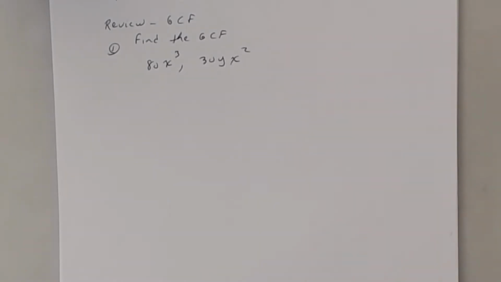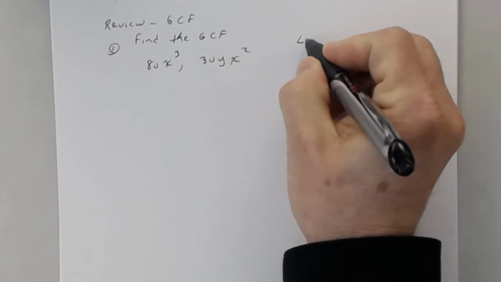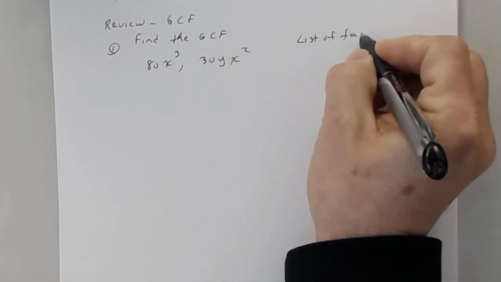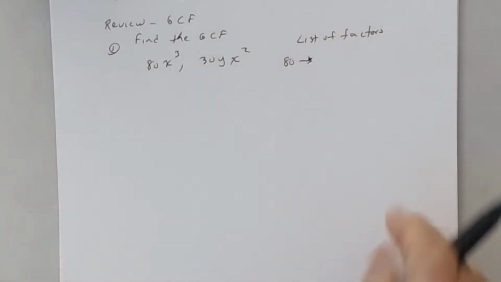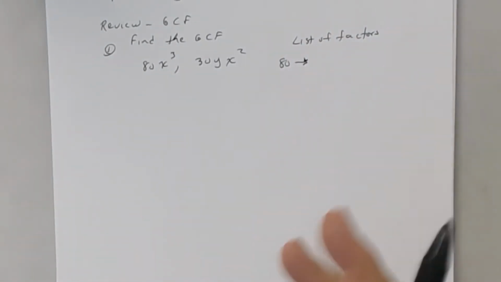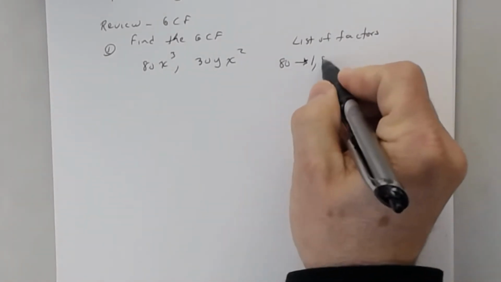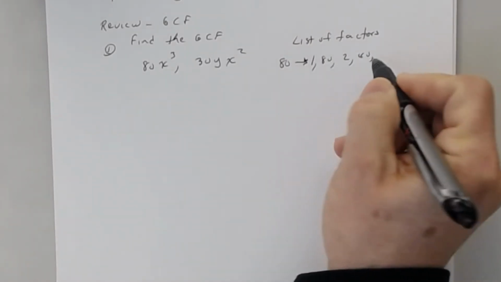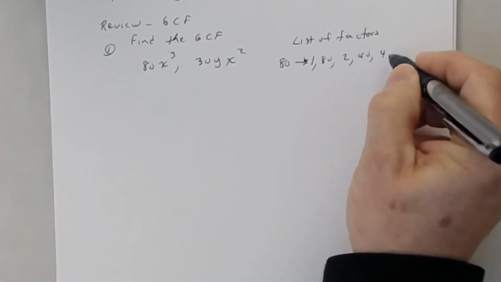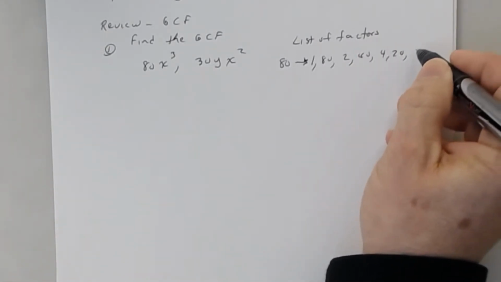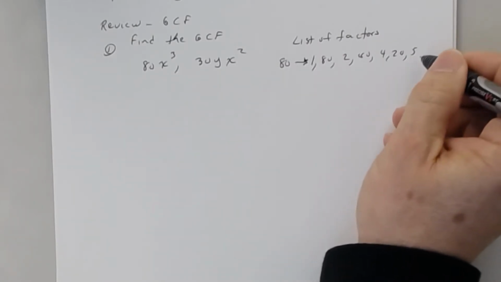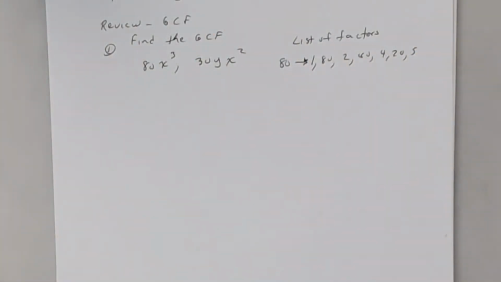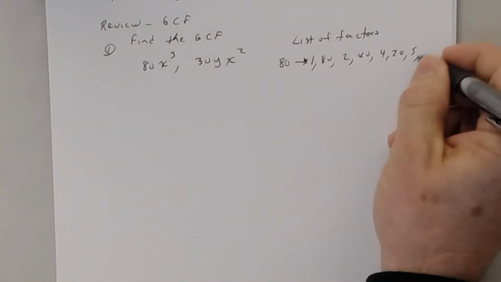So you look at 80. Let's do the list first. So the list of factors. So let's look at 80. If you look at 80, what are the factors of 80? Well, there's 1 and what? 80. 2 and what? 40. 4 and 20. 5 and, use your calculator if you need to, 80 divided by 5. All right, I'll do it for you. 80 divided by 5 is 16.